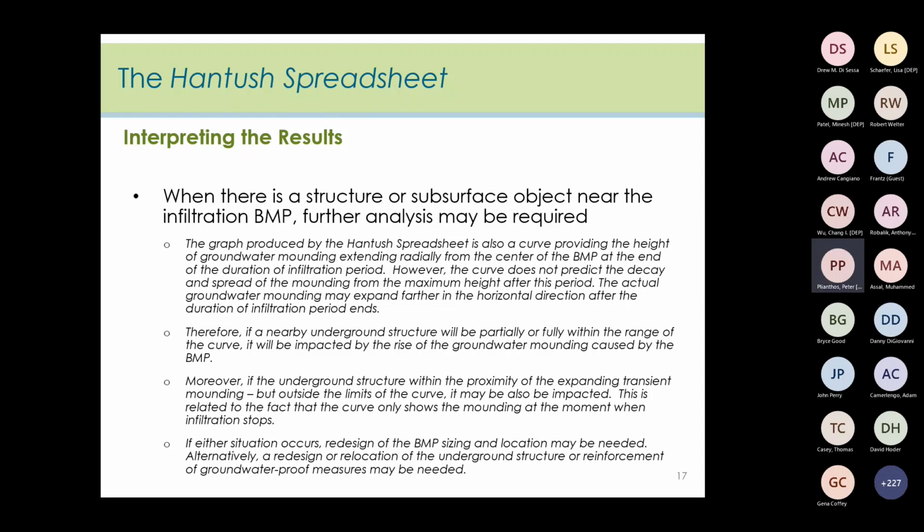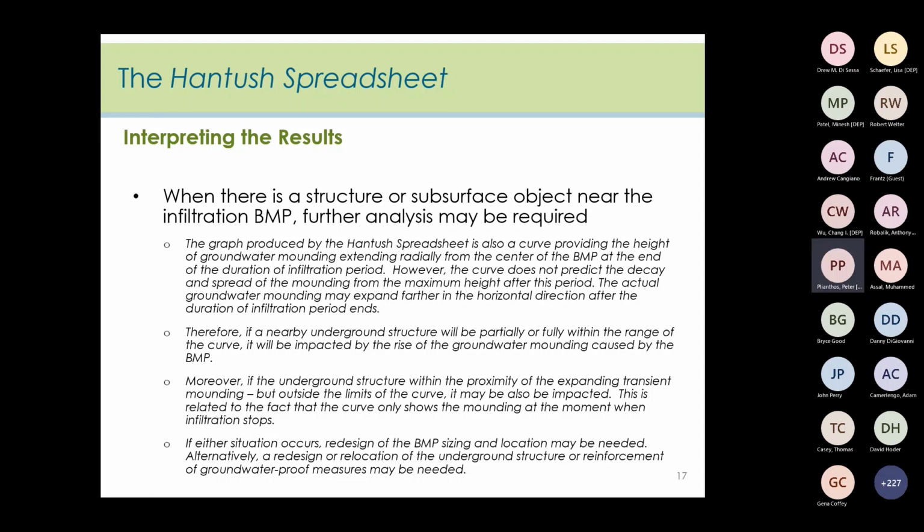This means that if an underground structure appears to be above the mounding predicted by the spreadsheet, or out of range of the mounding altogether, it may still be inundated when the mounding height decays. Therefore, caution should be used when applying the spreadsheet to analyze adverse impacts to subsurface structures in proximity to an infiltration BMP.